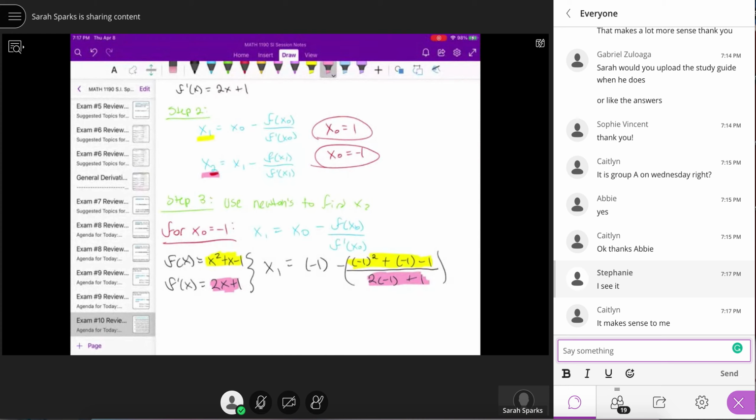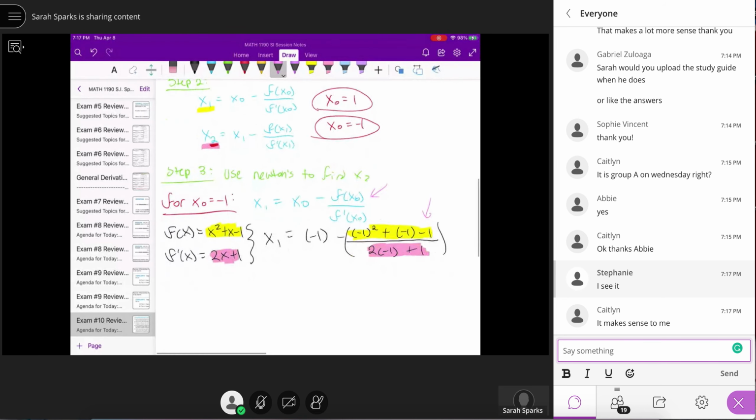Next problem I do, I'm not sure which way will make more sense to you. In this problem, I'm going to evaluate f of x0 and f prime of x0 inside Newton's method, but we can also do that outside and then plug it in. So we can do that next time and see if that makes more sense to some of you.